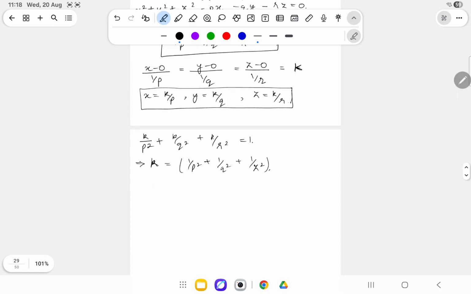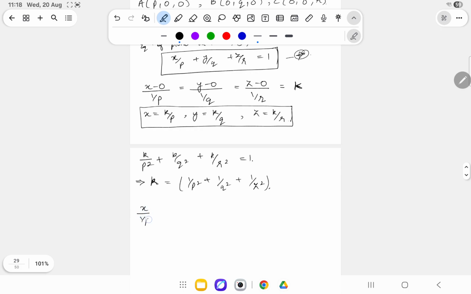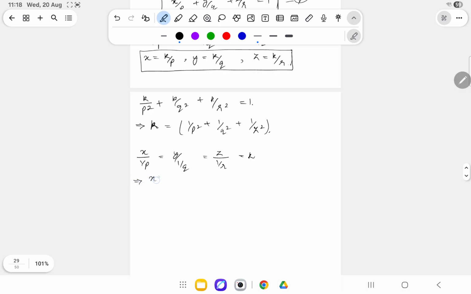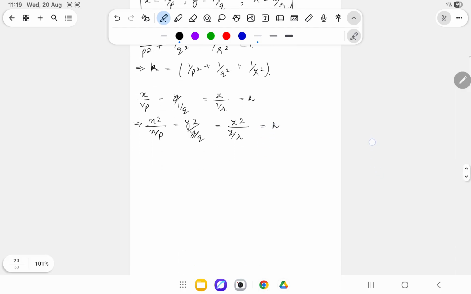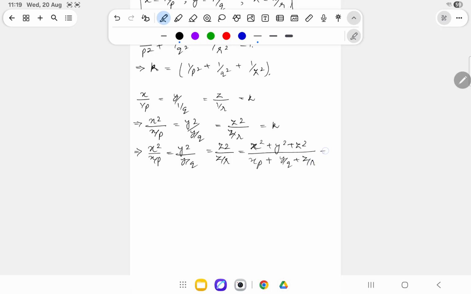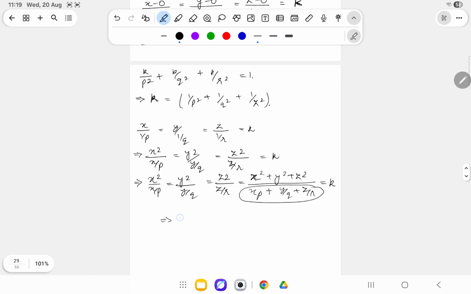So my k will be, okay, so let's do one thing. So I got x upon 1 by p equals to y upon 1 by q equals to z upon 1 by r equals to k. So I can write it as x square upon x by p equals to y square upon y by q equals to z square upon z by r. I can write it as like this, which is equals to k, and this is also equals to x square by x by p equals to y square by y by q equals to z square by z by r. I can just sum these up, x square plus y square plus z square upon x by p plus y by q plus z by r equals to k, and this term is equals to 1 using star. So from here I got my k as x square plus y square plus z square.